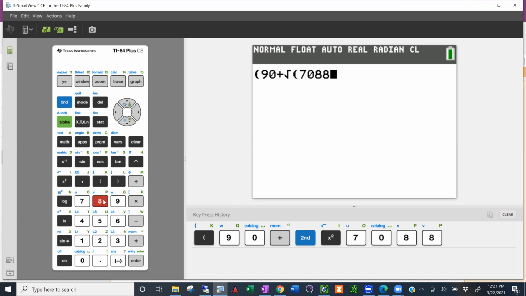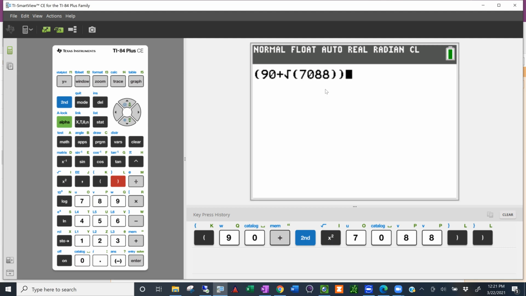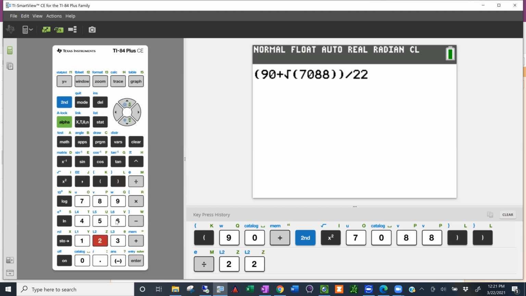7,088. Now with the 83, you close off the square root here by using a right parenthesis. You need another right parenthesis to finish closing off the numerator. You don't have that problem with the 84. 84 is just a little bit more user-friendly. Divided by 22. And there you go. About 7.92, we'll call it.